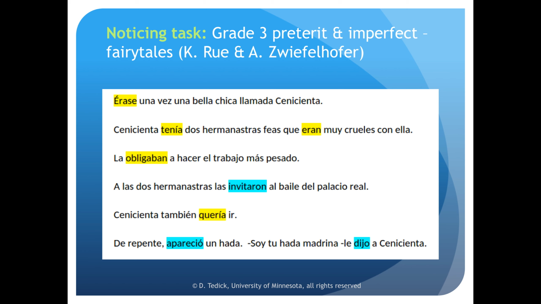Another noticing task was grade 3, preterite and imperfect. This was developed by Kirsten Rue and Amanda Zwiefelhofer. Kirsten is a teacher out in the Minnetonka Public Schools with the Spanish immersion programs. I don't know where Amanda is now. At any rate, the focus was on preterite and imperfect past tenses, and the kids had read Cinderella, and then they showed parts of the text of Cinderella, and they highlighted the imperfect forms in yellow and the preterite forms in blue. So again, this is just a noticing task. The students aren't doing anything really other than just listening. Remember, noticing tasks are receptive only.